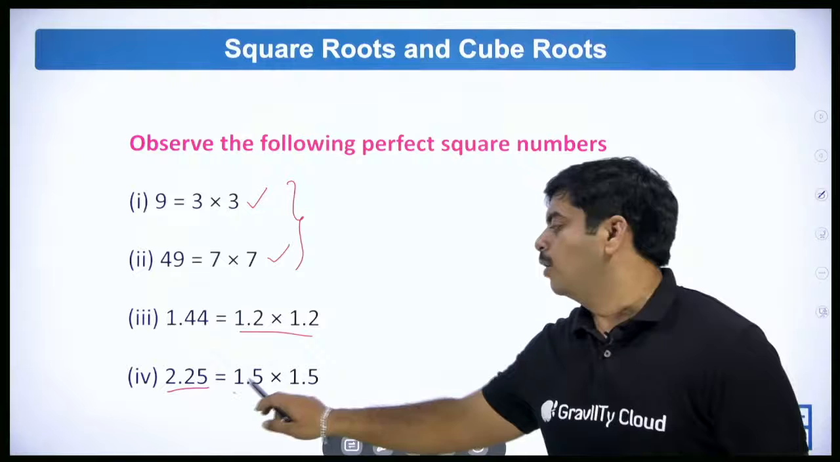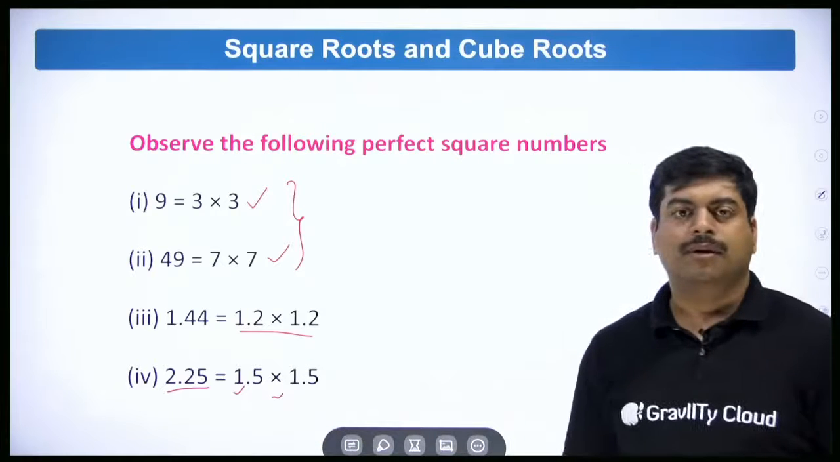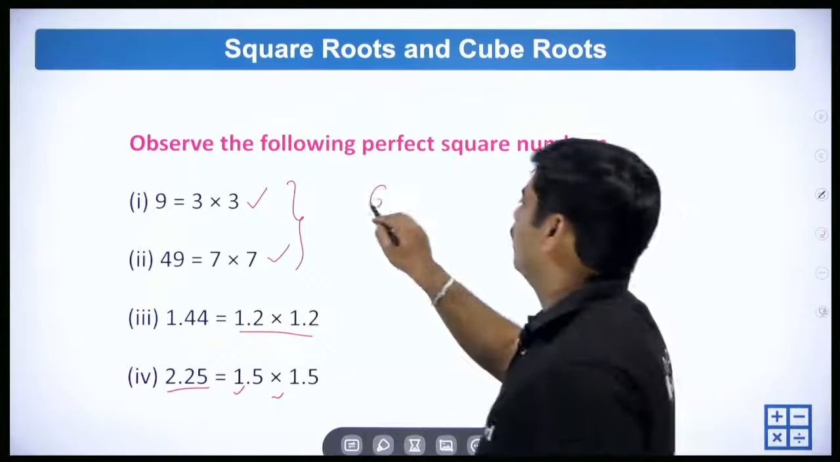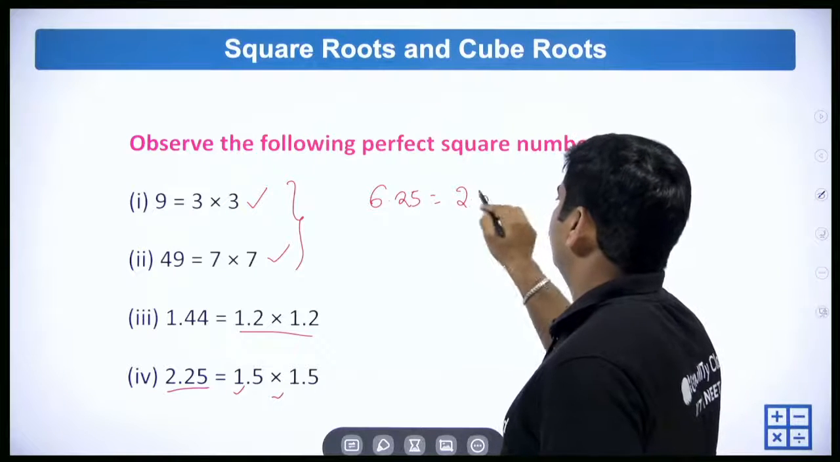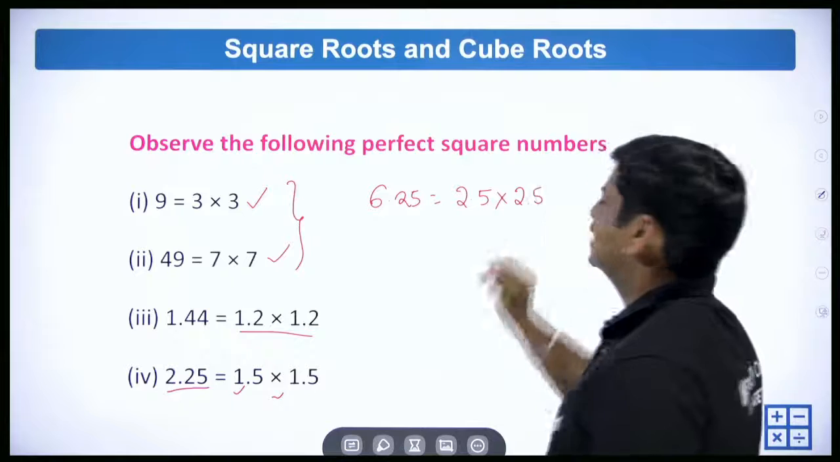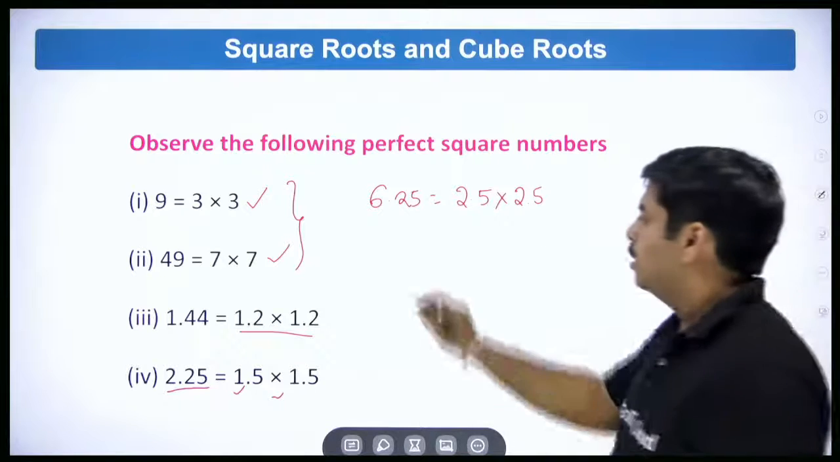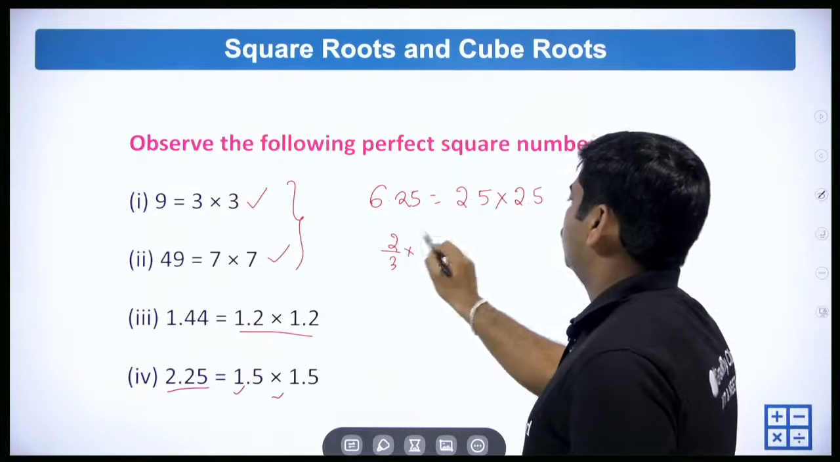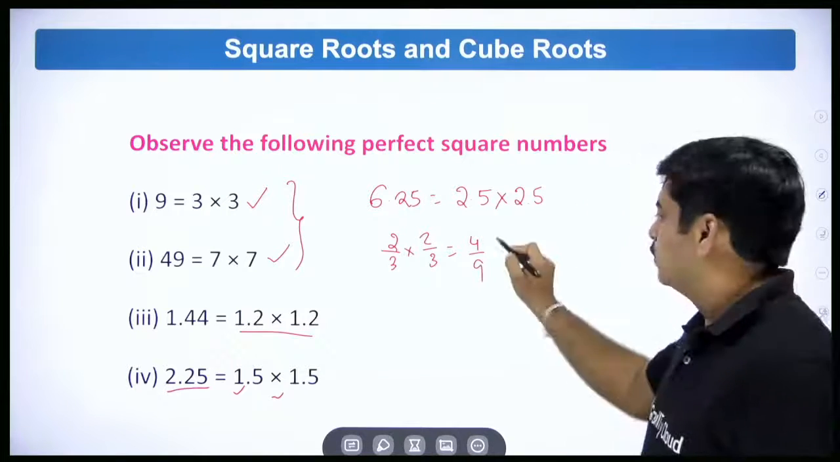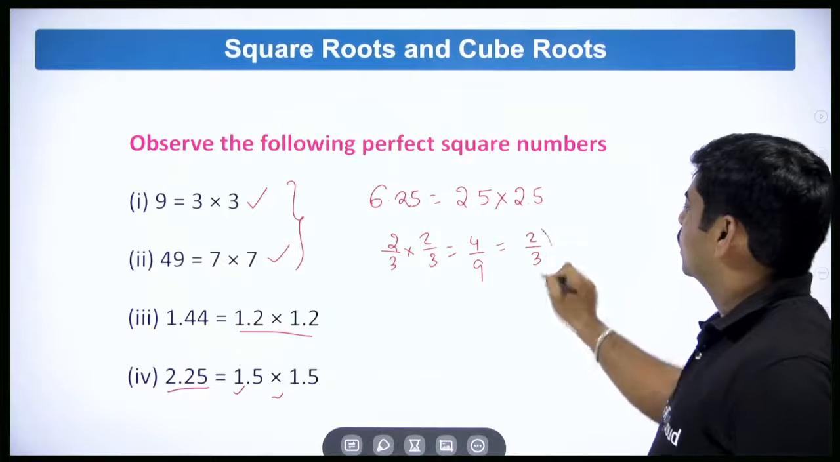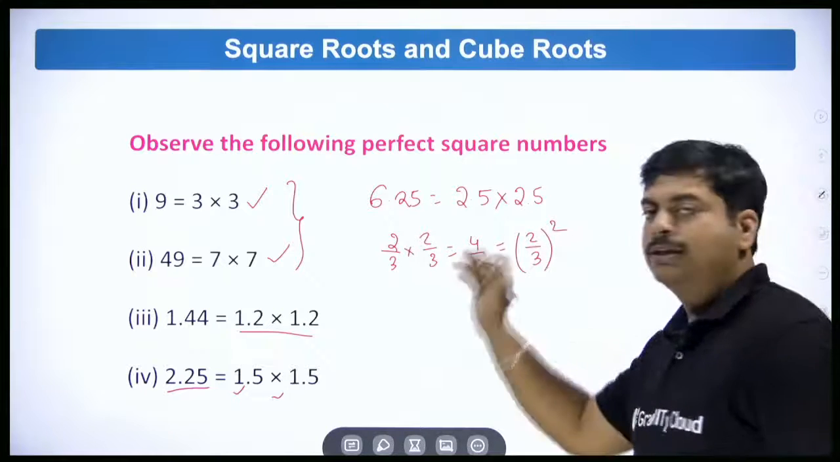2.25 can be written as 1.5 into 1.5, right? 6.25 can be written as 2.5 into 2.5. That is 6.25. 2 by 3 into 2 by 3, we'll get 4 by 9, which we can write as 2 by 3 whole square. Two times we are multiplying, so it is a whole square.